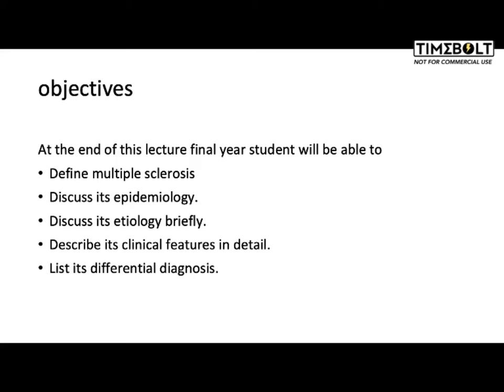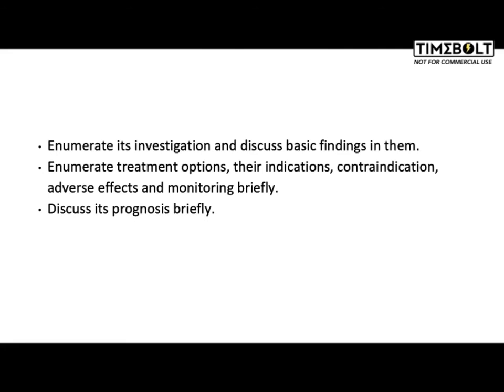Today we are going to discuss multiple sclerosis. The objectives of this lecture: at the end of this lecture, the final year student will be able to define multiple sclerosis, discuss its epidemiology, its etiology briefly, its clinical features in detail, name its differential diagnosis, enumerate investigations, and discuss basic findings in these investigations. We'll be able to enumerate the different treatment options, their indications, contraindications, adverse effects, and monitoring strategies, and we'll be able to discuss its prognosis briefly.